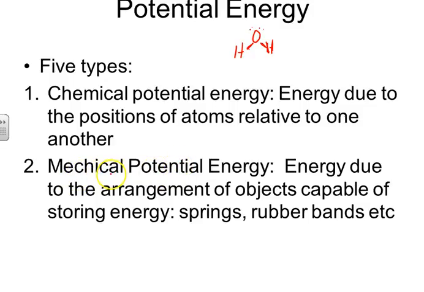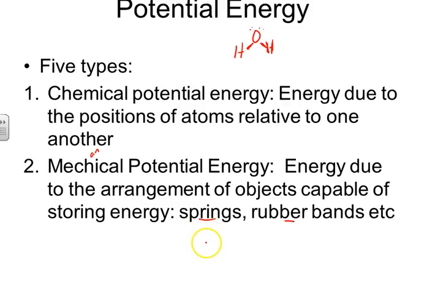Mechanical potential energy, which is spelled wrong. Mechanical potential energy is energy due to the arrangement of objects capable of storing energy, such as springs and rubber bands. You can stretch a spring, you can compress a spring, you can stretch a rubber band. When you stretch a rubber band, it's going to be storing energy, and of course it has the potential to pop back if you release it. A spring does the same thing. Some of them can be stretched out, some can be compressed.